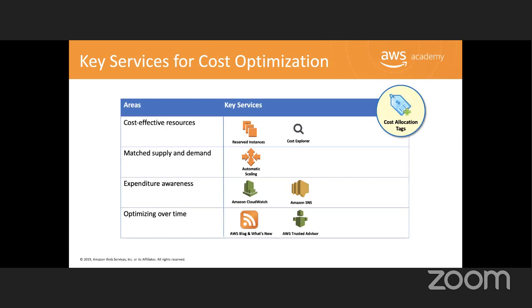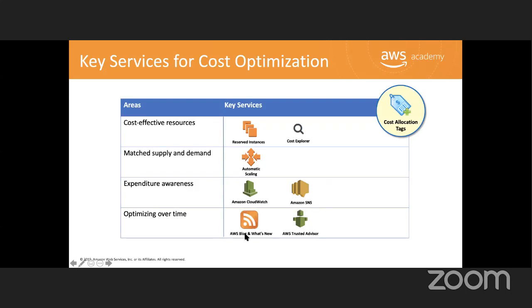Expenditure awareness: we have Amazon CloudWatch. With Amazon CloudWatch, you can create a budget, you can create a billing alarm, all the things that will tell you what's going on if you just went beyond your budget threshold. Amazon SNS is the service that works with Amazon CloudWatch to notify you of any charges or any events that have taken place based on cost optimization.